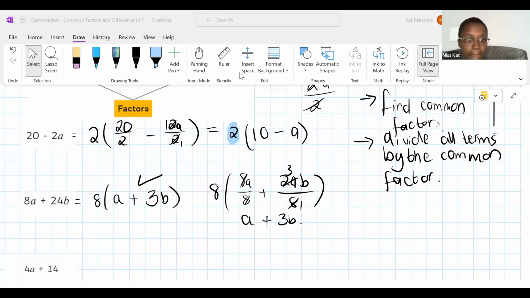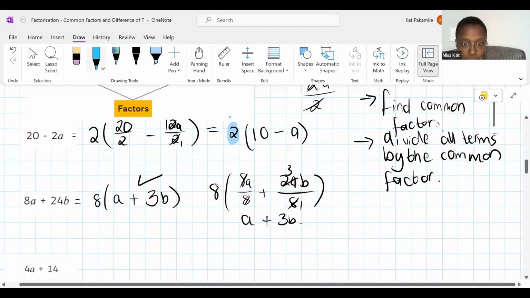So, ma'am, I want to ask a question over here. So, ma'am, when we get this answer 2 bracket 10 minus a bracket, when we calculate that, is it supposed to take us back? Because I'm not really sure on how you sum it out.